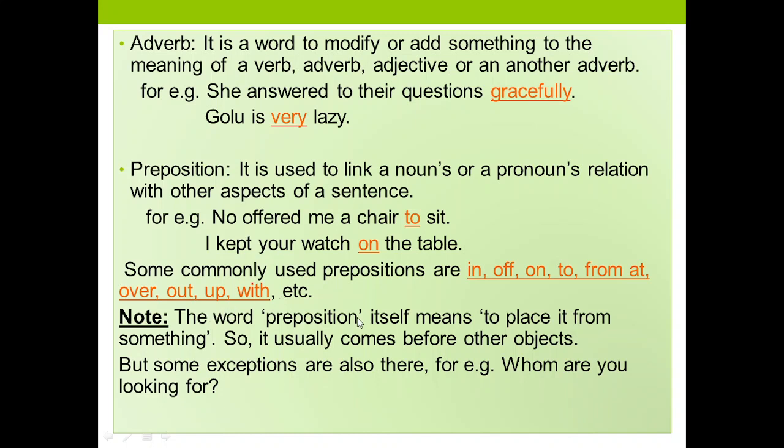The word preposition itself means to place it before something. So the word itself means that it is being placed before a word. Pre means before, position means a place. So you can understand this by the word itself. So it usually comes before other objects. So you notice that here to comes before sit, on comes before the table.